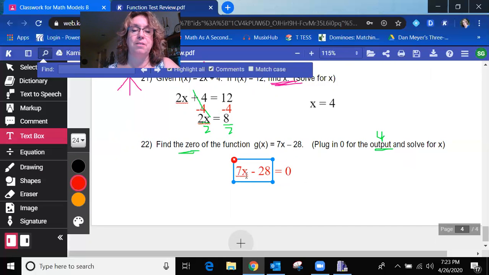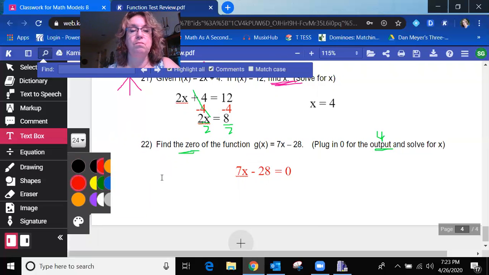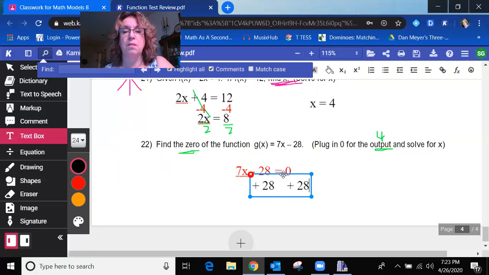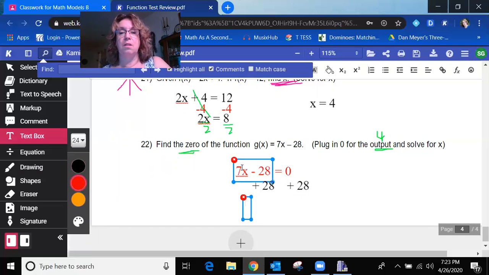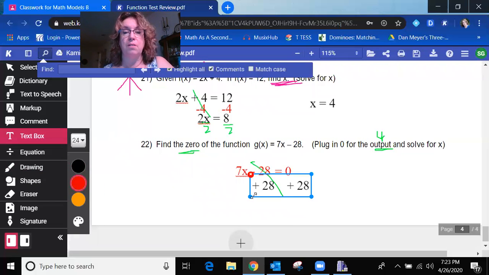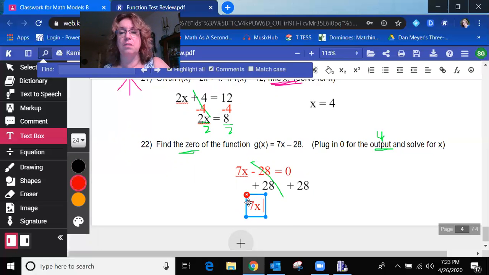So here's where I need my x. The one that's touching it, the 7, hold off, we'll do that later. We want to go for the add subtract number first. So it happens to be minus 28. To do the opposite of minus 28, I'm going to go plus 28. Plus 28. What do I have left? Well, that cancels. And what I have left is 7x equals 28.